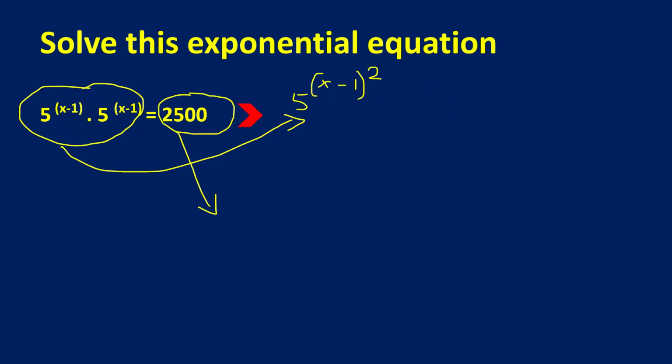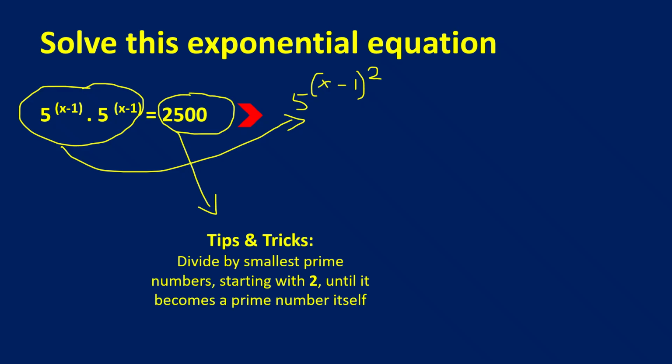Now we're moving on to the right-hand side of the equation. So we need to simplify the number 2500. Tips and tricks in this case is actually we need to divide the number by the smallest prime numbers starting with 2 until it becomes a prime number itself. So we start with dividing 2500 by 2, the smallest prime number. Then we've got 1250 as a result.